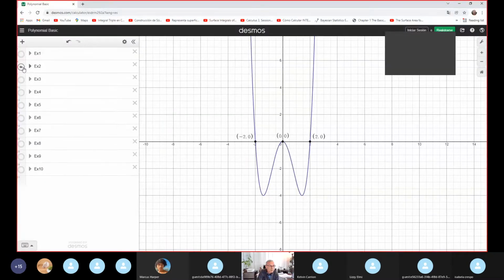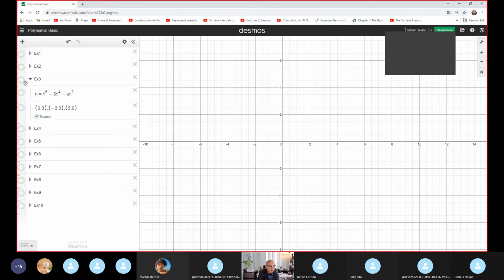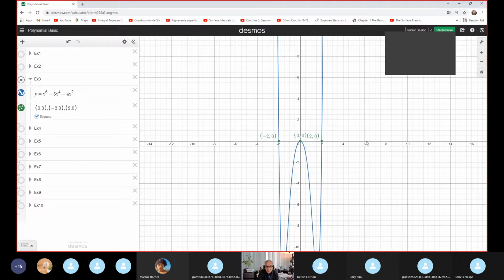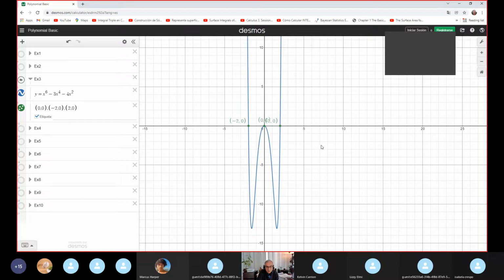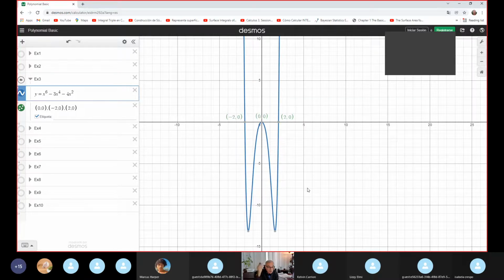Okay, example 3. Boom. Do you see it's similar? It's similar with respect to zeros. This peak is too long, but it's not important. And the end behavior is the same, except the graph increases faster as the exponent increases. The rate of change of the graph is almost vertical, not totally vertical, but the inclination is greater.